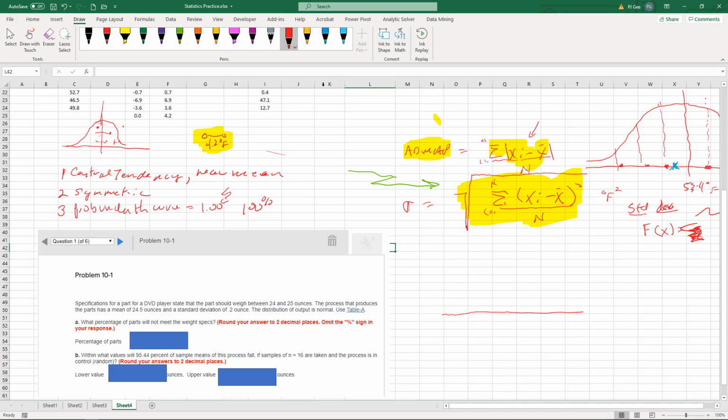Okay, it's normally distributed. All right, it says it has a mean of what? It had a mean of 24.5, and a standard deviation of 0.2 ounce. Okay. Here, so hang on, people. Here you go. Here's something to understand.